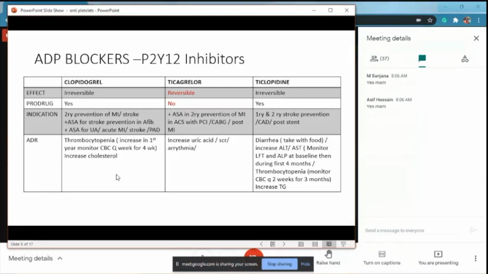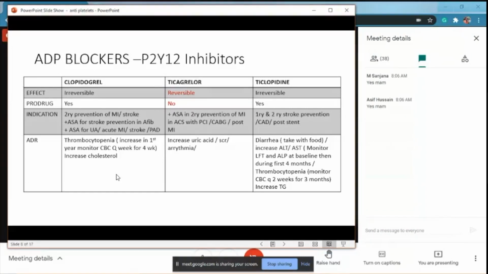It can cause diarrhea compared to the other two. It can cause a little bit severe diarrhea. So we recommend taking it with food. But that is not the reason for the monitoring. The reason is that we have to monitor the LFT, alkaline phosphatase, at baseline, then during the first 4 months. So it's actually quite a lot of monitoring for the patient when we initiate the patient on ticlopidine. That is one reason it's usually not appealing for the patients or physicians to initiate this patient on ticlopidine.